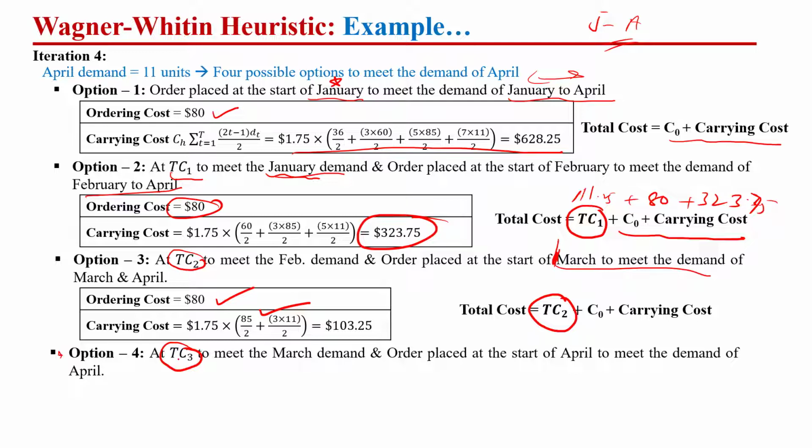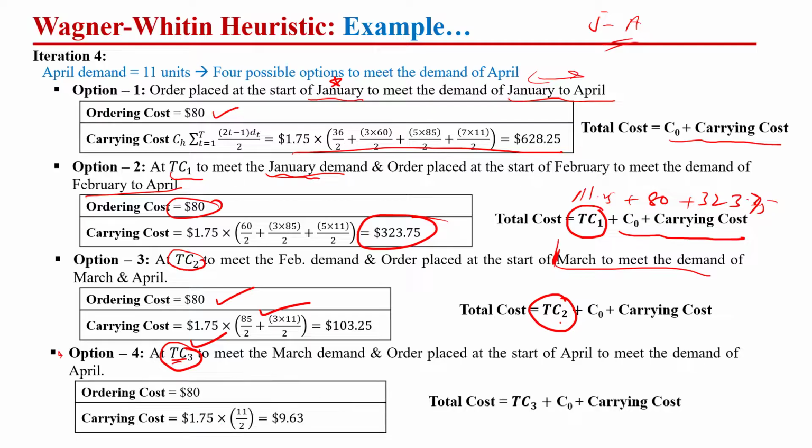For option number four, that means we got the decision till March, that is the optimum cost till March, and then for April, for only 1 month, we are going to calculate the total cost. This is order cost, this is carrying cost, and this is going to be the total cost.